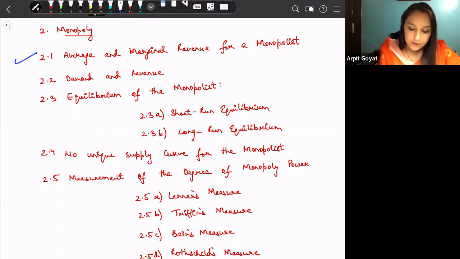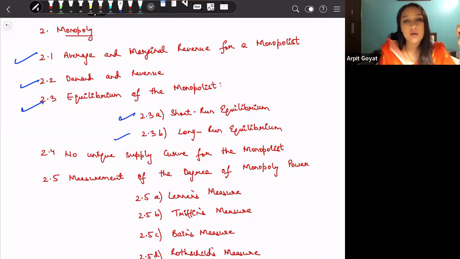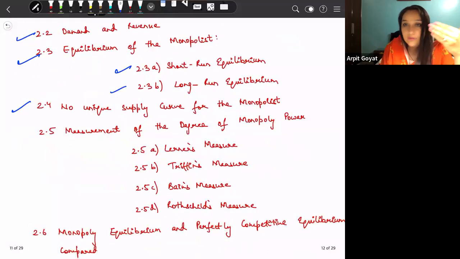Okay, so for monopoly, we'll discuss average and marginal revenue for a monopolist, demand and revenue from the aspect of the monopolist, equilibrium of the monopolist both in the short as well as the long run. Then we say that there is no unique supply curve for a monopolist. That also we'll discuss, what are the reasons for that. You can get a question, list the reasons, with 3-4 options given. You need to select what are the reasons that there is no unique supply curve of monopoly.